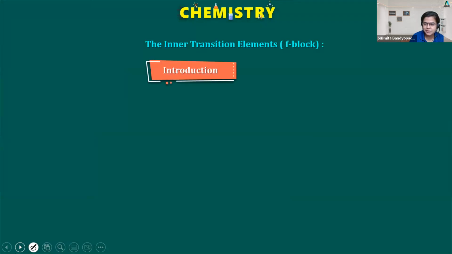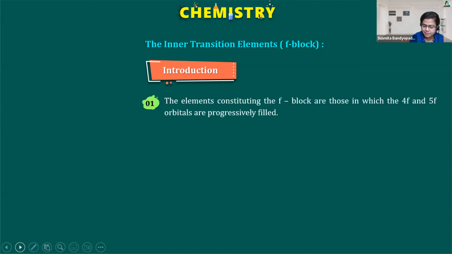Inner transition elements. Here, the n minus 2 f subshell is successively filled. The elements of the f block don't have much space to be accommodated vertically, though they have similar properties. The ones which have similar properties should be accommodated vertically, but there is no space here. So they are progressively filled next to each other one by one, and placed at the bottom end of the periodic table.